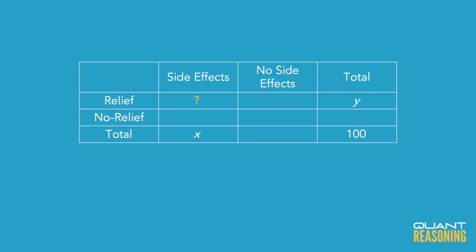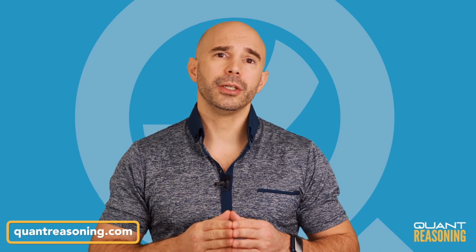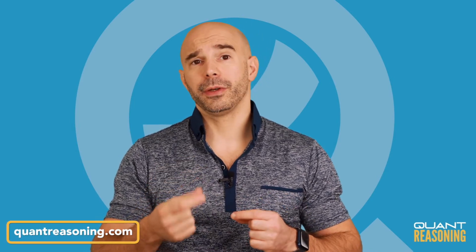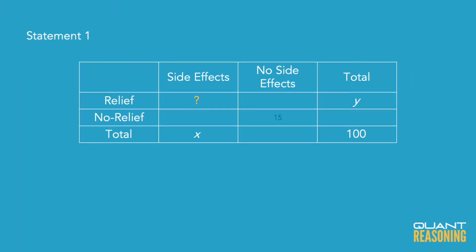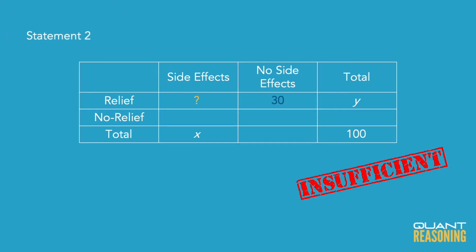And now it's time to look at the statements. Now the reason I said that we should quickly prove that neither statement is sufficient on its own is because each of those statements just gives us one of the cells in that middle column for the no side effects. And with just one of those cells, whether you have 30 in the top or 15 in that neither nor cell, there's just no possible way to make any inferences about the question mark.